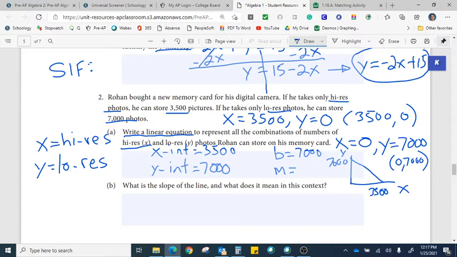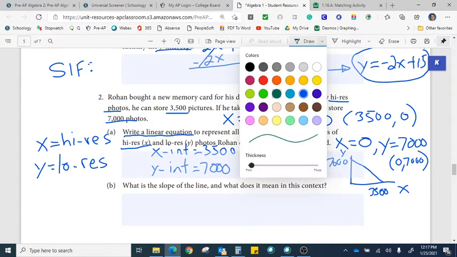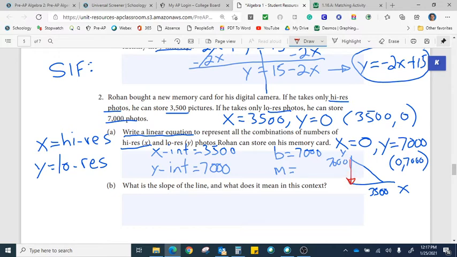All right, so what is my slope? Well, let me show you this in a different color. Let me show you this in red. So I'm going to go down from here, and I'm going to go over. We're drawing triangles on this to see what the rise over the run is. To go from 7,000 down to 0, it's just negative 7,000. To go from 0 to 3,500, so I have negative 7,000 over 3,500.